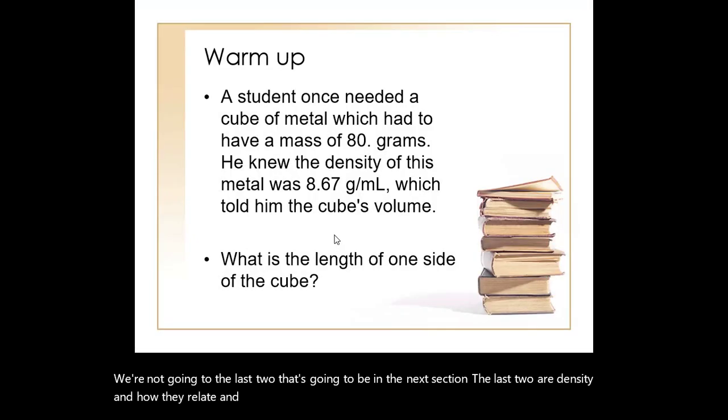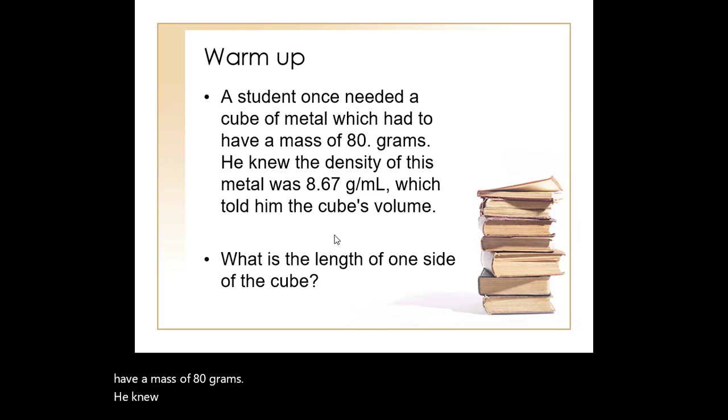But as a warm-up, a student needed a cube of metal which had to have a mass of 80 grams. He knew the density of the metal was 8.67 grams per mL, because he knew what the metal was, which told him the cube's volume. Well, it could, if you did your math right. The question to you is, what is the length of one side of the cube?